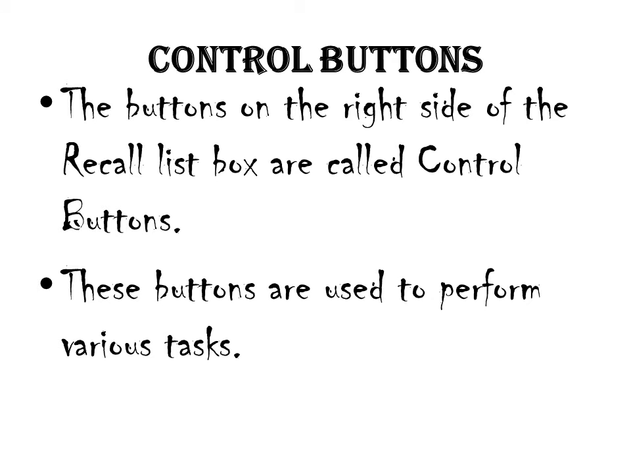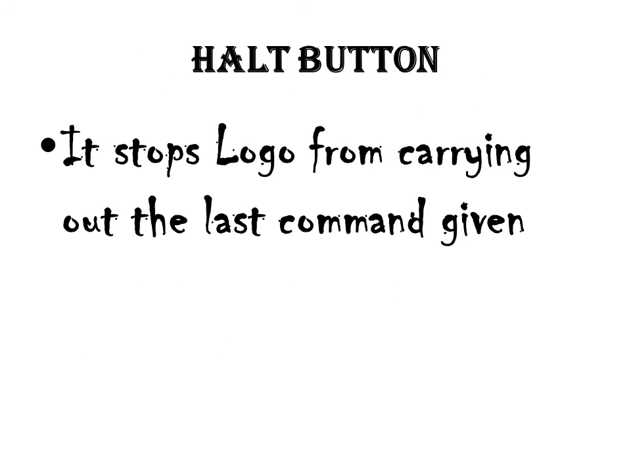Next are the control buttons. The buttons on the right side of the recall list box are called the control buttons. These buttons are used to perform various tasks. So each control button has different tasks to do. First let us see about the halt button.